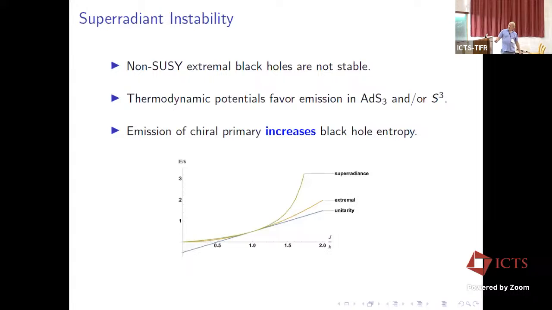Extremality is a parabola. But the superradiant bound is a much steeper parabola. And in order to be stable, you must be to the side of that superradiant bound here. Extremal, you just can't make it there unless you're at the points that are supersymmetric, which is where everything meets. So therefore, extremal black holes are kind of not a thing.